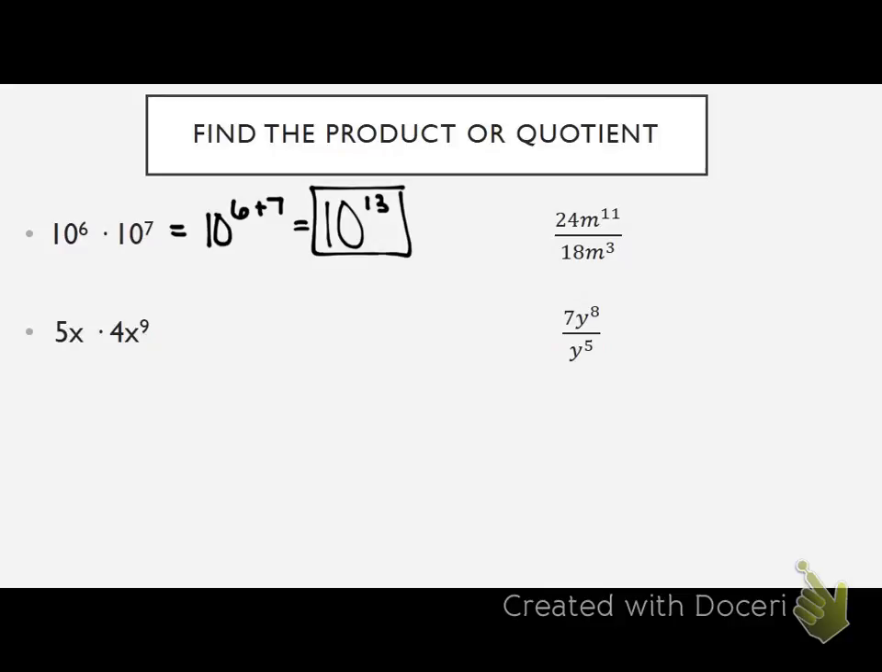Well, I can multiply my coefficients. Remember, what is a coefficient? It is the number in front of the variable. So I can multiply these coefficients. 5 times 4 is 20. And then I have x to the first power plus 9. X to the first power plus 9, I can clearly see x to the 10th.